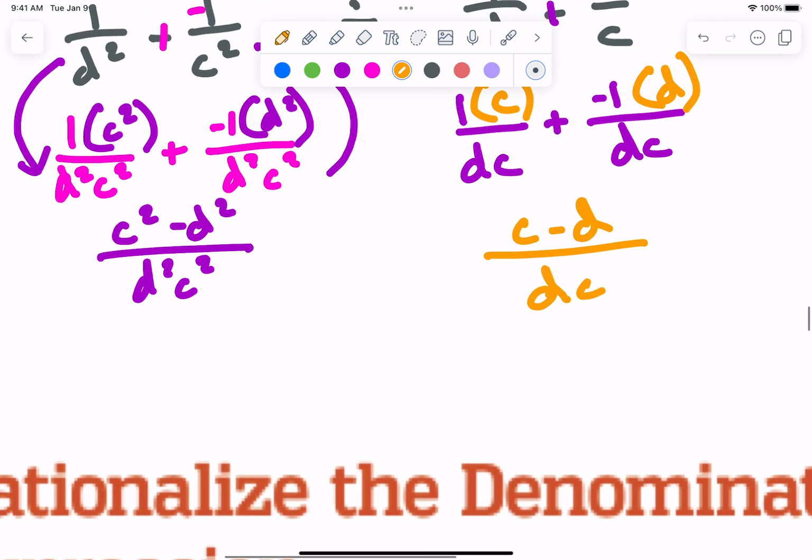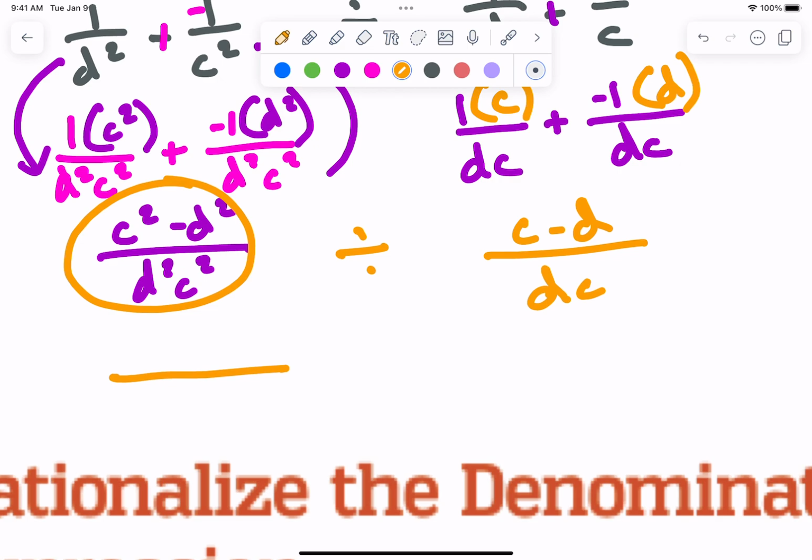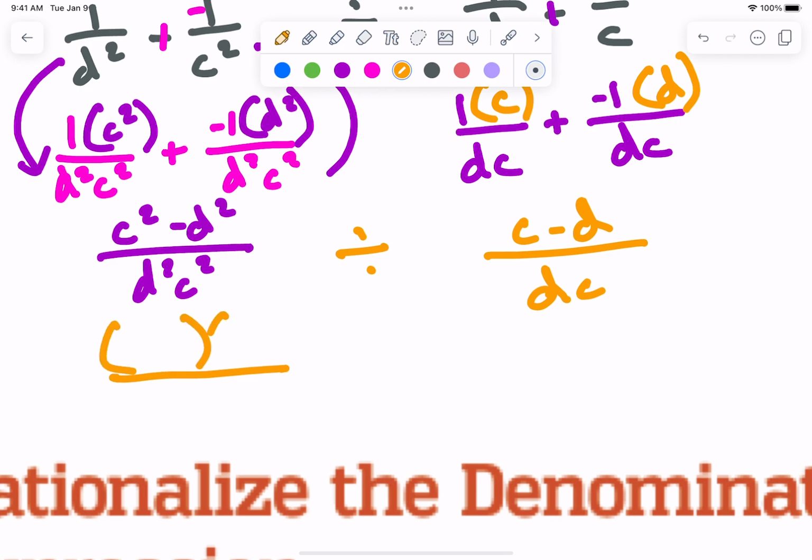Okay. Got it? Now we're going to flip it. So it's this guy divided by that guy. Before I rewrite him, the top is a difference of squares. The top is a difference of squares, right?